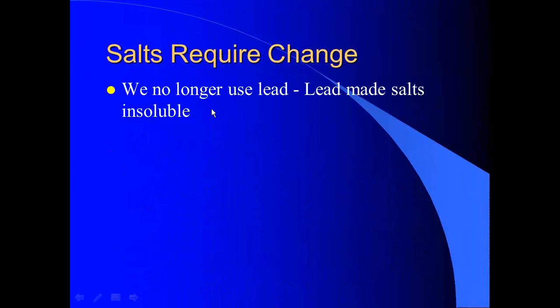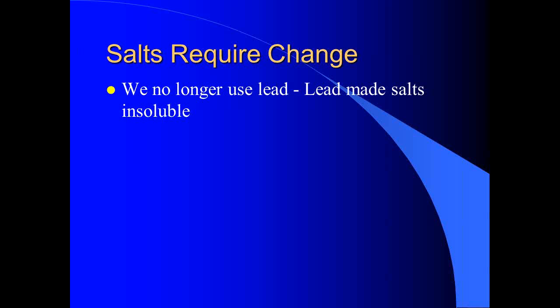Salts require change. We no longer use lead. Lead paint made salts insoluble. When sodium chloride, like de-icing salts or sea salts, got on lead paint, the chloride ion likes the lead better than it likes the sodium, so it disassociated from the sodium, formed an electrochemical bond to the lead paint, and became a lead chloride. Lead chlorides are an insoluble salt. Remember I said there was a big difference.